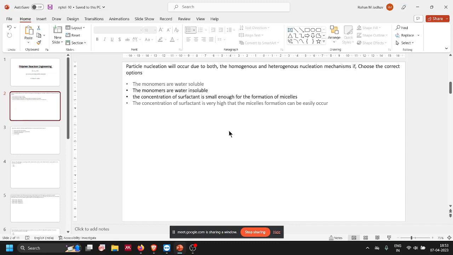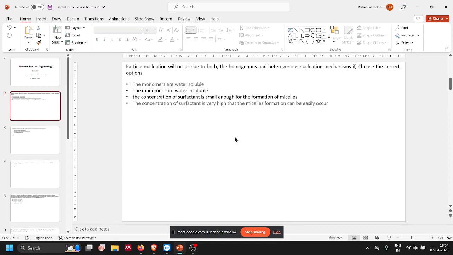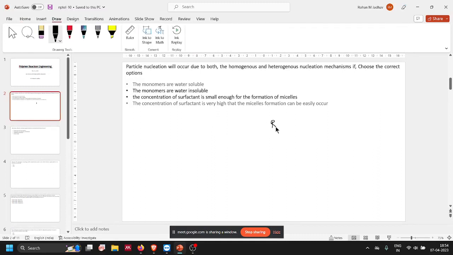With respect to solubility, the monomer should be water soluble for the homogeneous nucleation process, and the concentration of surfactant should be high enough that micelle formation can take place, because if you take a look at the rate expression for nucleation, it is quite dependent upon the number of micelles inside the reactor.